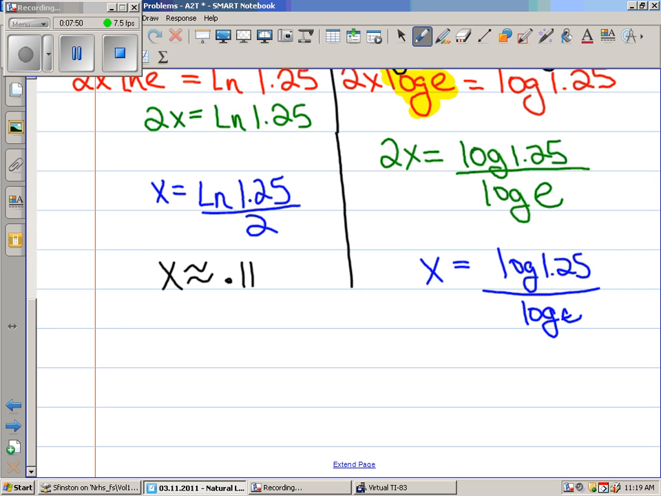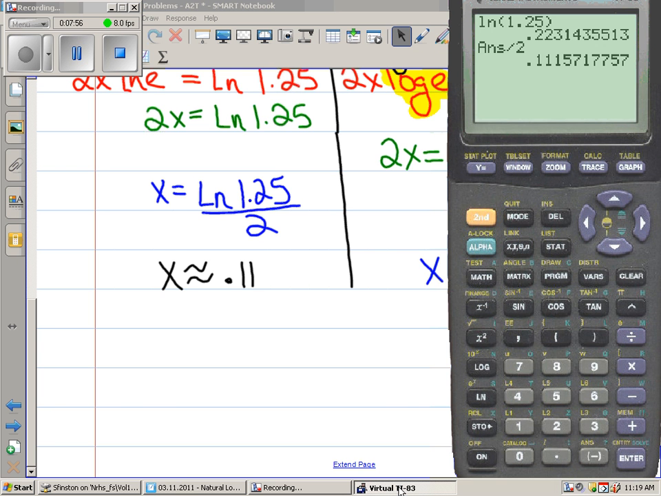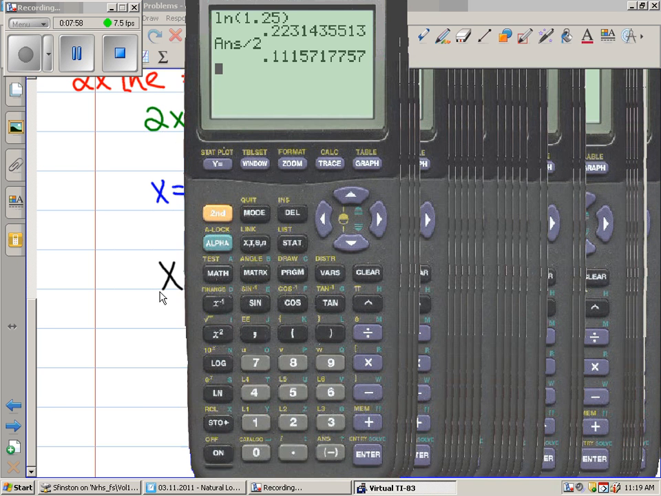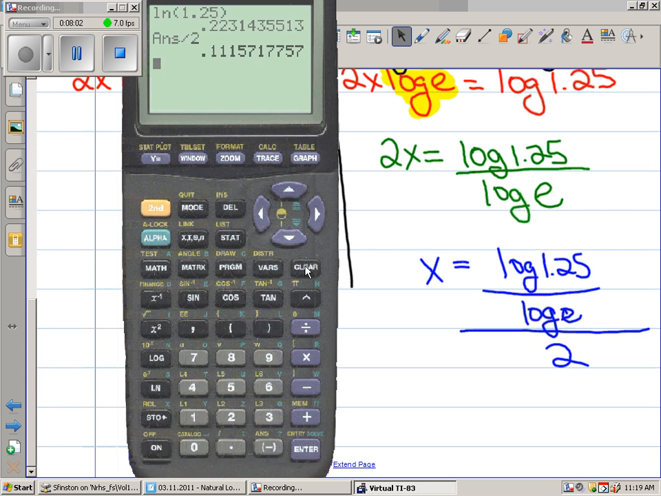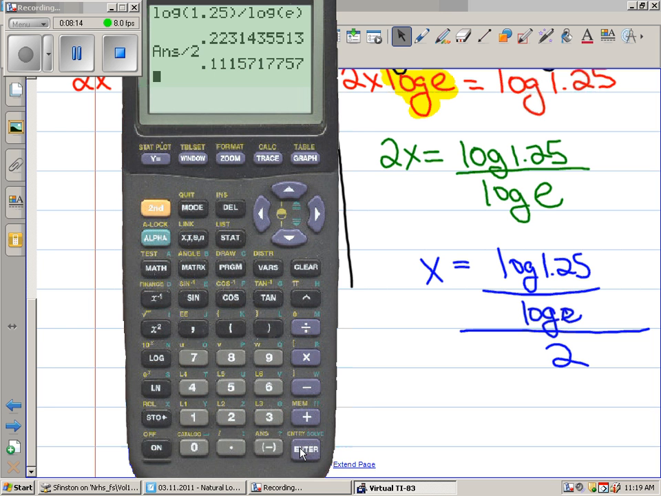And then after that step, you would literally have to divide it again, so that it would be log 1.25 divided by log of e, all divided by 2. And I think if you punch that into your calculators, you're going to see that you get the same answer. It's just longer and more complicated. So some very smart person along the way figured out this ln business, and we use it every day ever since. Same answer.